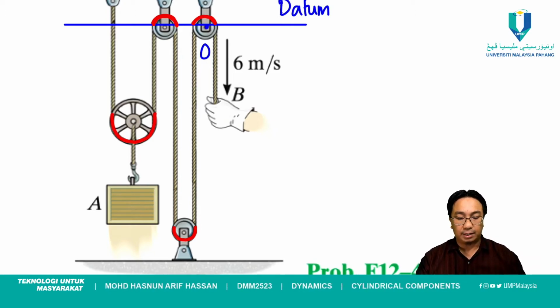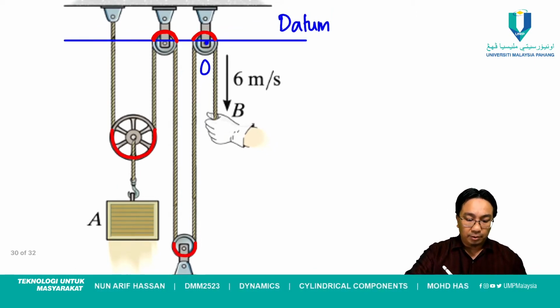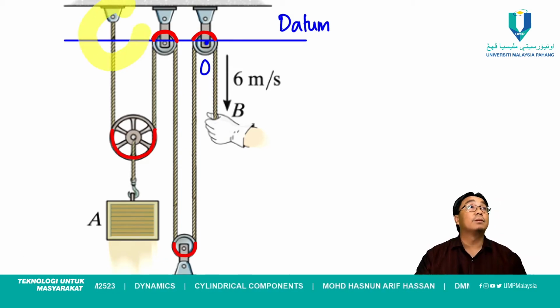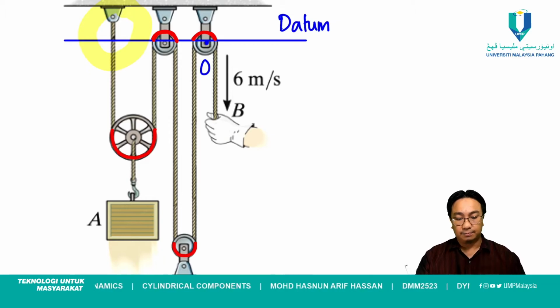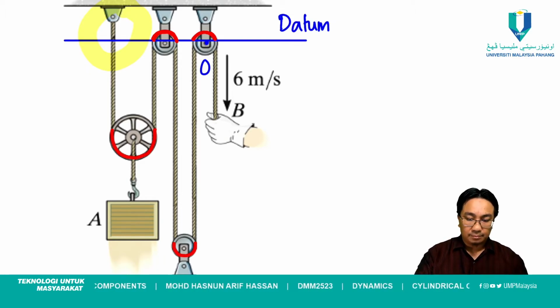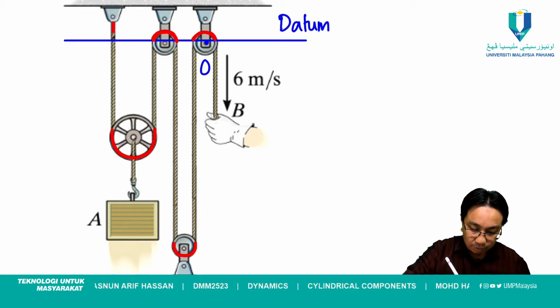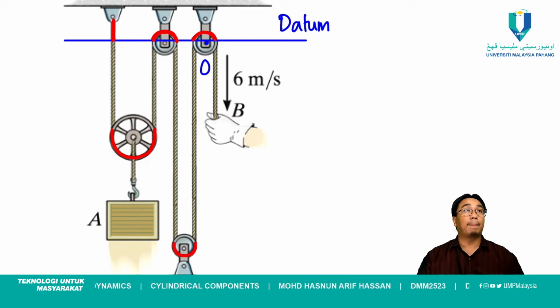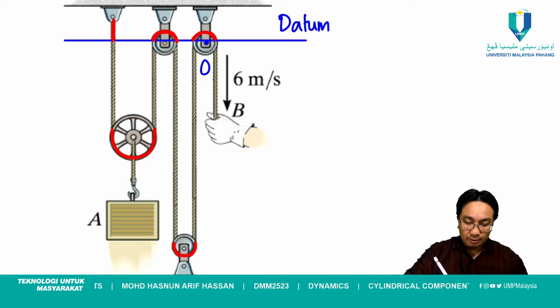Okay, bahagian mana lagi yang constant? What about this one? Sini. Constant tak situ? Yang kecil tu. Constant kan? Okay, so di atas daripada datum ni pun constant di sini. Okay, so tinggal bahagian mana lagi? Ada lagi tak yang constant dalam ni? Tak ada.